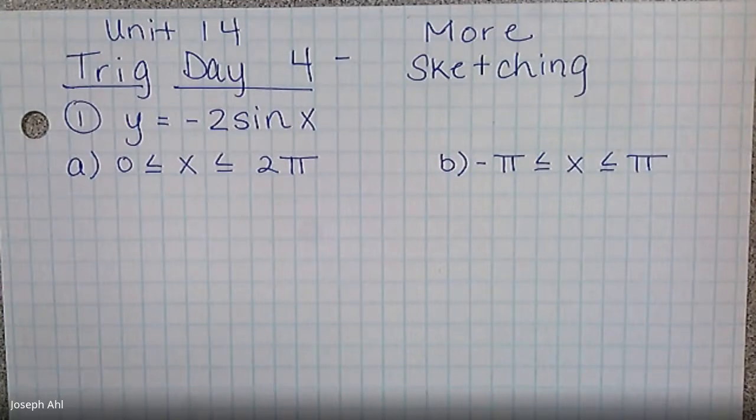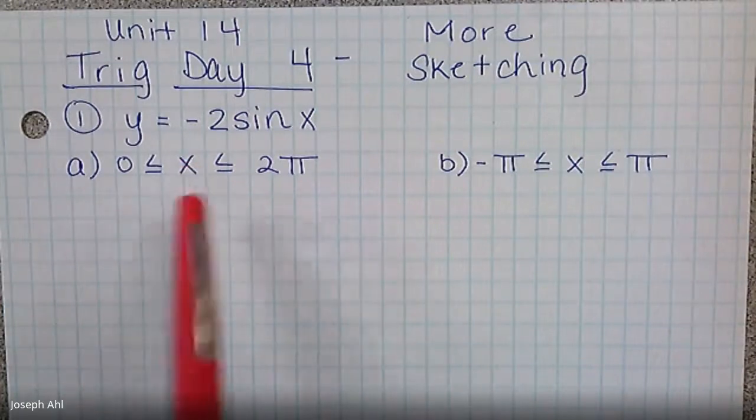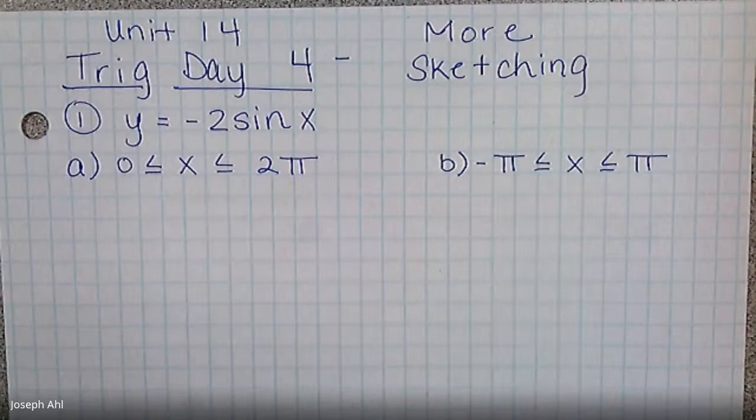What we're going to do to get started is for y equals -2 sine x, we're going to graph it over two different intervals. We're going to graph it on one interval from 0 to 2 pi, and then see how the graph just looks different if we were to graph it from -pi to +pi.